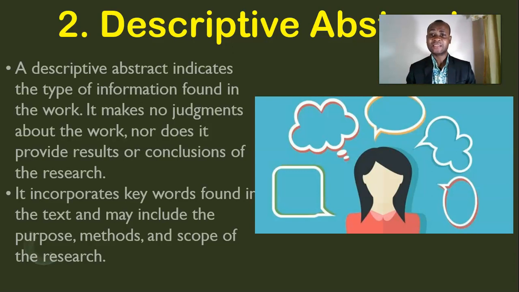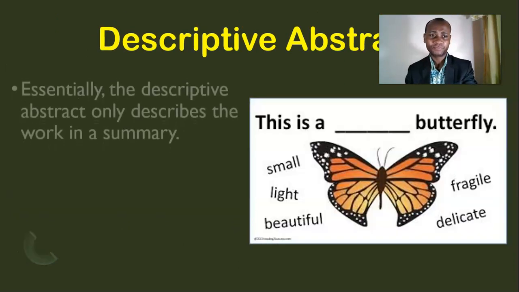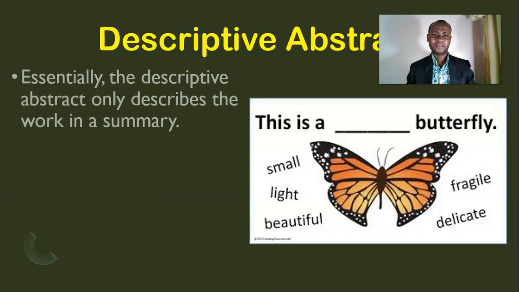And we are saying it doesn't make any judgment compared to a critical abstract that tries to find the strength and the weakness of the paper. Over here, no strength and weakness are indicated. Okay, so here it's trying to find the keywords, the purpose, the methods, the scope of the research. That's all. So essentially, the descriptive abstract only describes the work in summary.